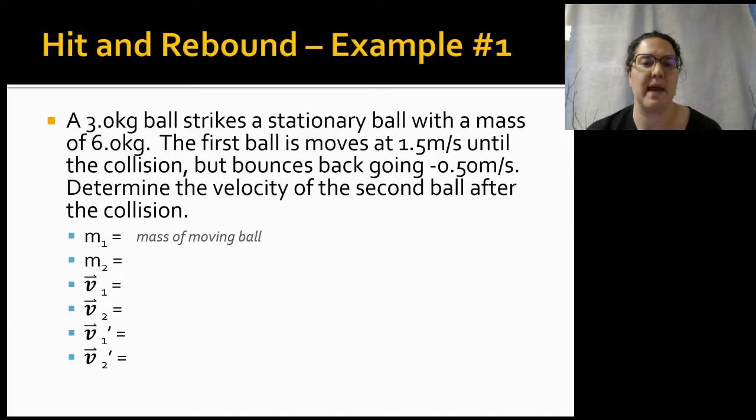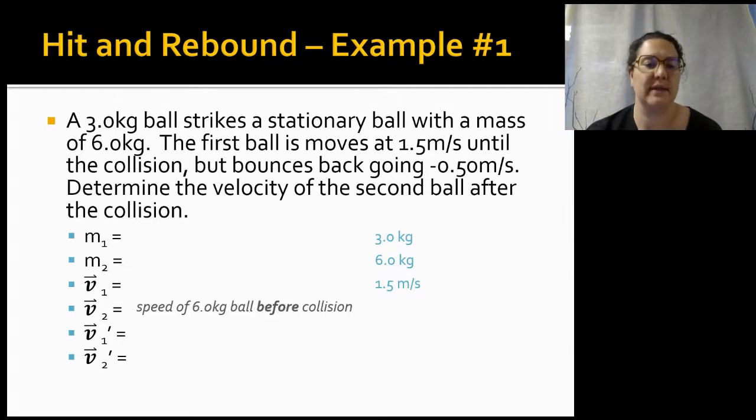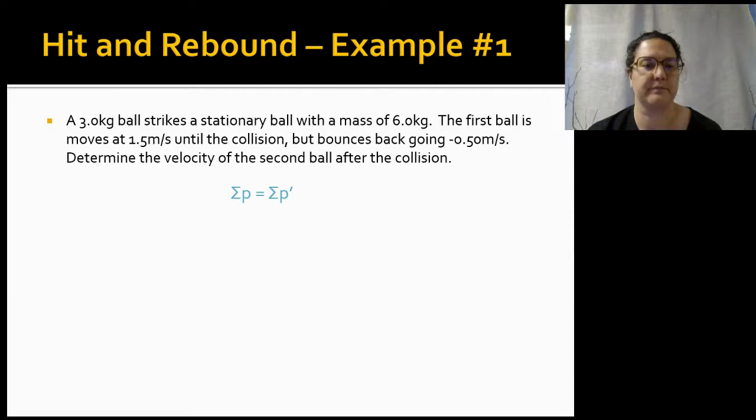So m1 is going to be the mass of the moving ball at 3 kilograms. m2 is going to be the mass of the stationary ball at 6 kilograms. Velocity 1 of the 3-kilogram ball was 1.5. Speed of the 6-kilogram ball was 0. It was stationary. After the collision, the 3-kilogram ball was at negative 0.5 meters per second, and we're asked to find the velocity of the 6-kilogram ball after the collision.